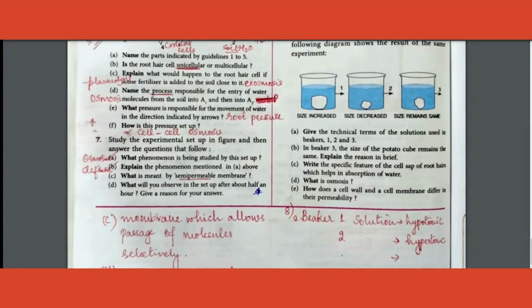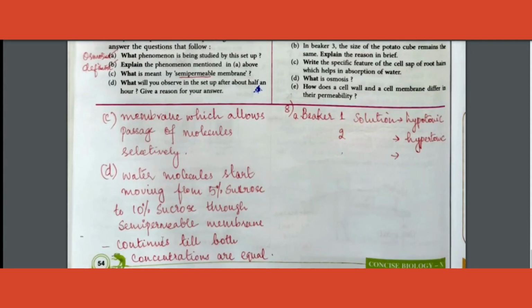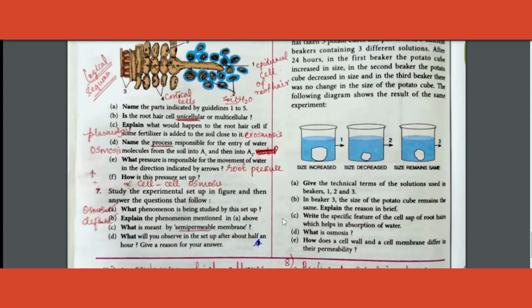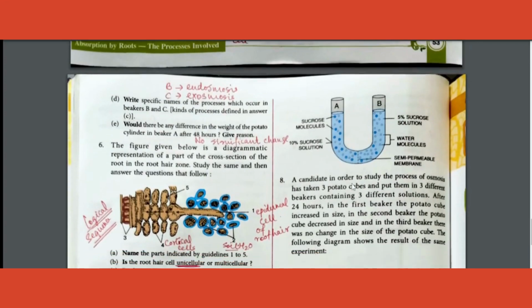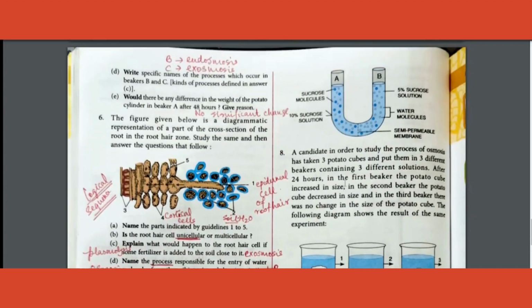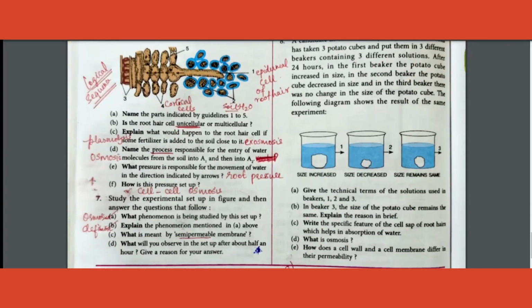From question number C onwards, I have written the answers over here as well. Question number D. What will you observe in the setup after half an hour? Water starts moving from 5% sucrose to 10% sucrose through the semi-permeable membrane, and this continues till both concentrations are equal. Going back to this question, what does it depict and all that is already answered here.